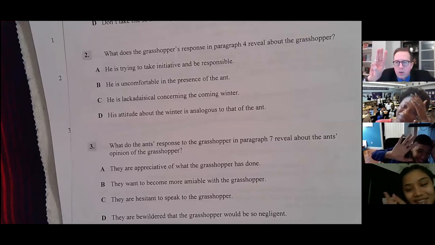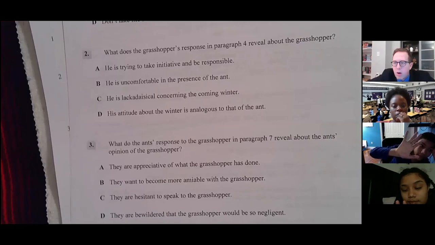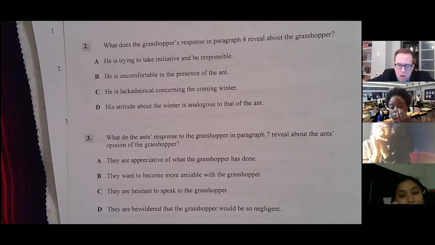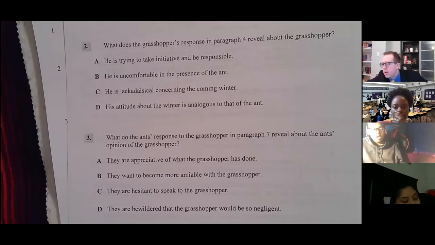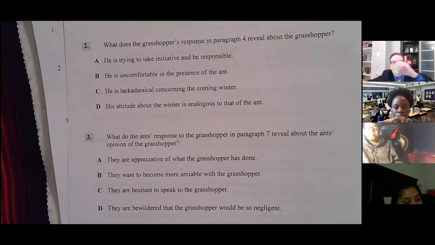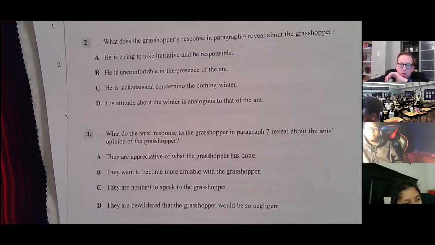So the correct answer here is actually, I see Manuela doing it. I see Stefan doing it. Stefan, you got the correct answer, so tell me why it's C, buddy. Okay. It's C because in paragraph 4, we saw that the grasshopper didn't really care for the upcoming winter, and he'd rather just stay in the present and not prepare for the future. Yeah, if you picked D, you were probably thrown off by the word analogous. That doesn't mean opposite. That means just, like, compared to.